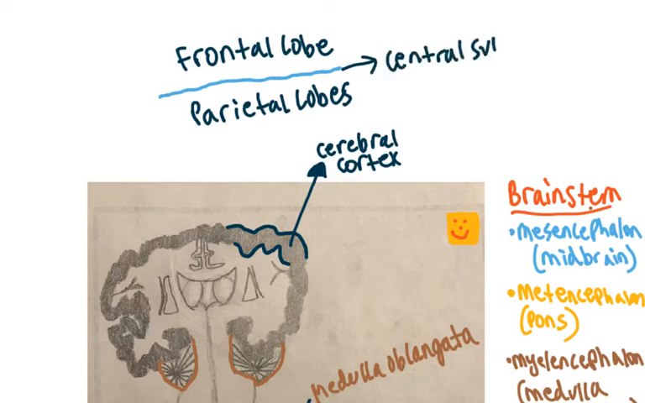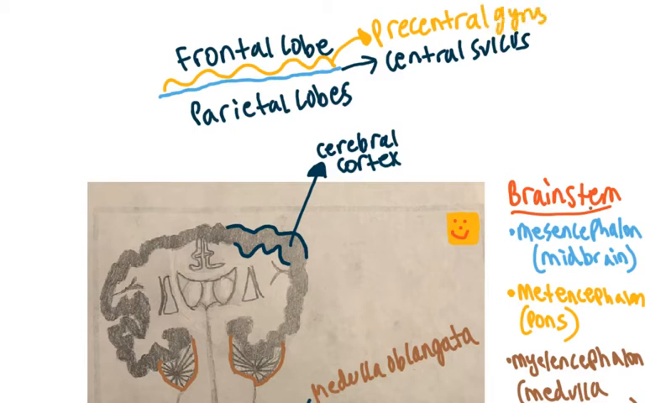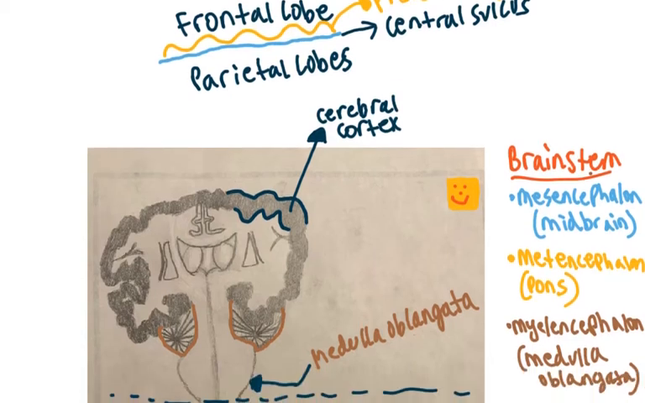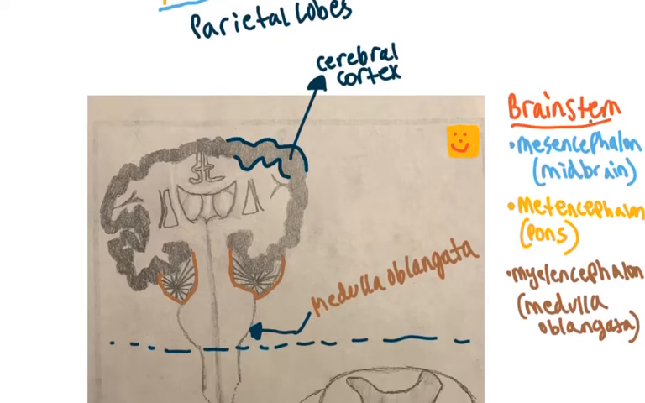This is our central sulcus, and our precentral gyrus is just in front of the central sulcus, right at the beginning of the frontal lobe, all right? So our precentral gyrus is actually right here, near the central sulcus in our frontal lobe. And in our precentral gyrus, we have our motor cortex, our primary motor cortex. All right, so precentral gyrus. And from here is where our upper motor neurons originate, okay? From our motor cortex of our cerebral cortex in our frontal lobe.